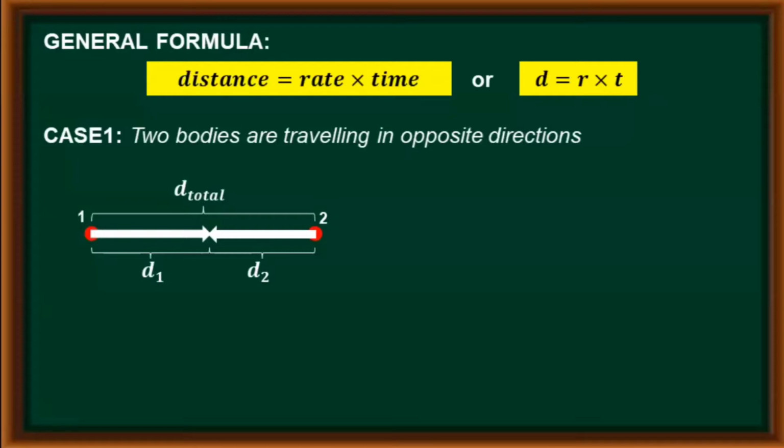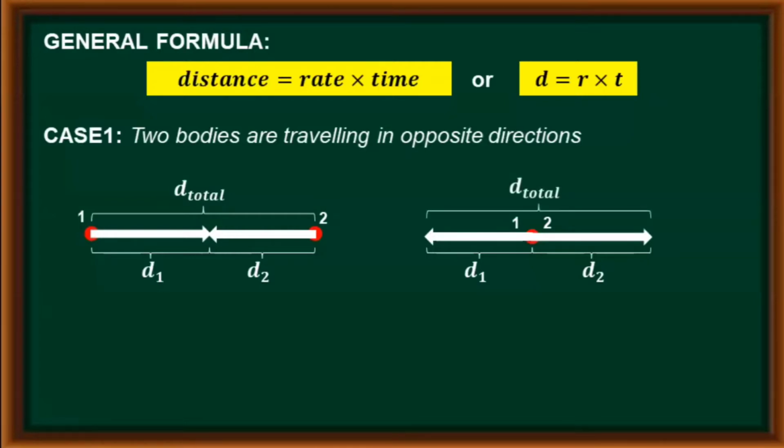Another scenario is when object number 1 travels in a certain direction with the distance traveled denoted by d sub 1, and at the same starting point we also have object number 2, but this time it travels in the opposite direction with the distance traveled denoted by d sub 2. Notice that at a certain period of time their total distance traveled can be denoted by d sub total.